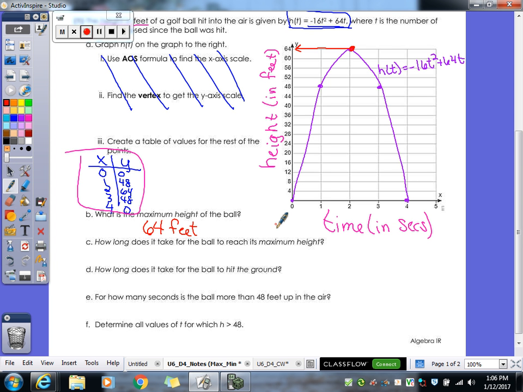How long does it take for the ball to reach the maximum height? 2 seconds. Good. Again, if I look at my maximum, I look down at my time. It took us 2 seconds to get there. How long does it take for the golf ball to hit the ground? Yep, because it starts over here. This is when it's hit, and it goes up, and it's in the air, and it comes back down at 4 seconds.